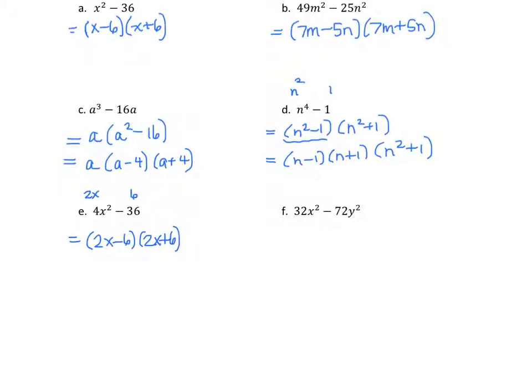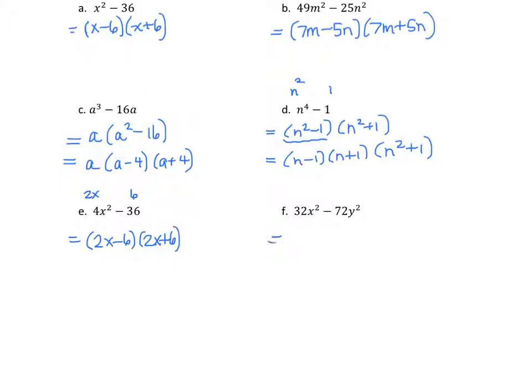Okay, and in this last one, once again, it doesn't appear to be a difference of squares because 32 and 72 are not perfect square numbers. Their square roots are not integers. However, it does kind of look like a difference of squares because we're subtracting and the exponents on the variables are both 2. So it looks similar to a difference of squares.